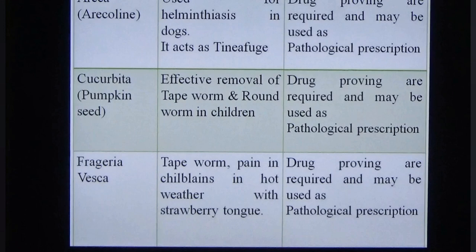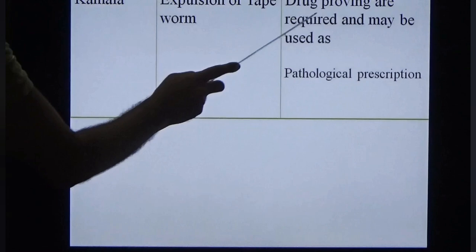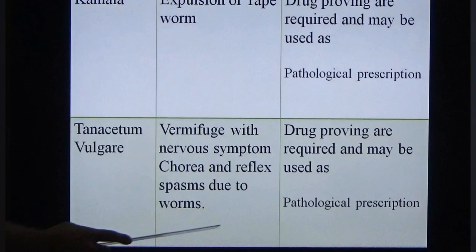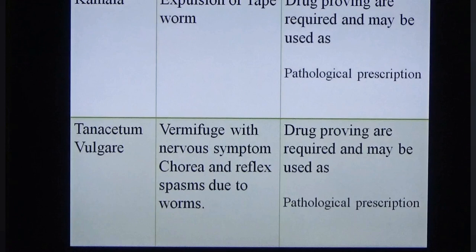And Kamala, this is for expulsion of the tapeworm. This also requires drug proving, and we can use it for pathological prescription. And Tanacetum vulgare, a very common remedy used for helminthiasis with nervous symptoms. As per my knowledge, it is used for the Taenia solium parasite. For confirmation of this, we require drug proving, and we can use it for pathological prescription.